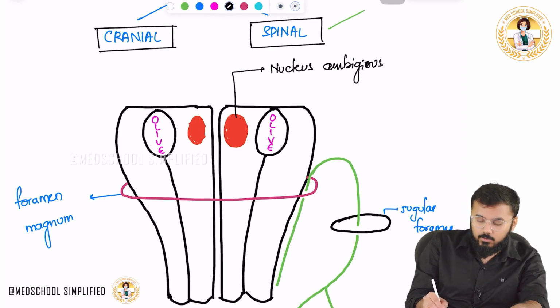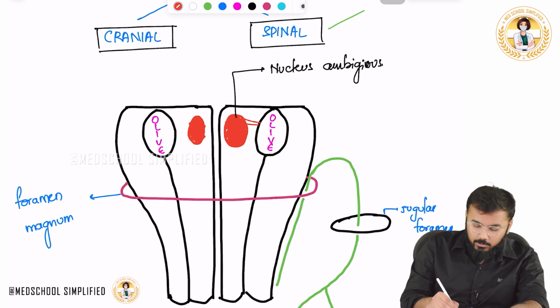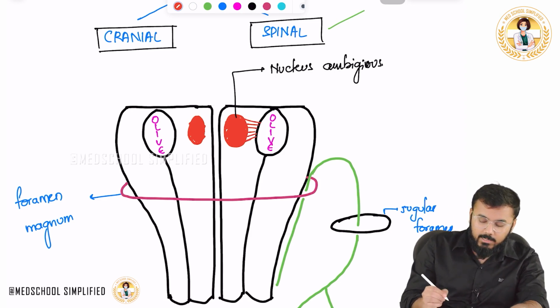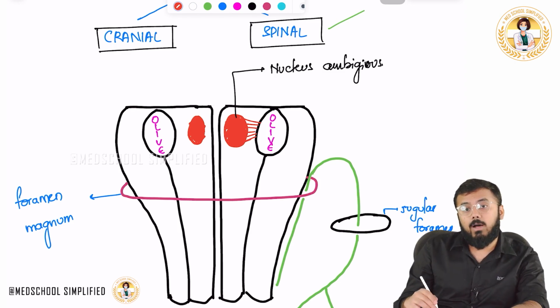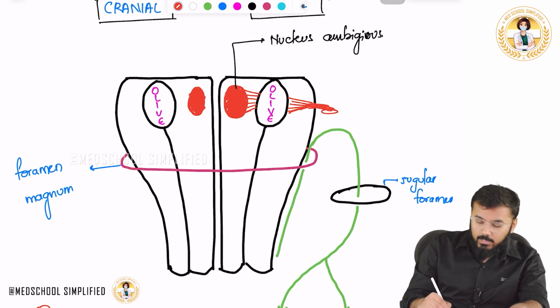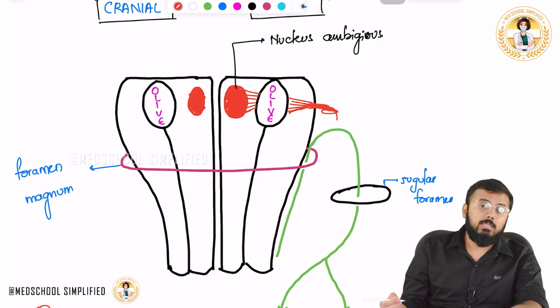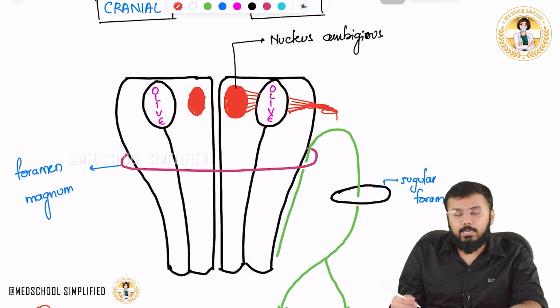Now from this nucleus ambiguus, what is happening? You see the fibers that are coming like this, and these fibers pass posterior to the olives, back of the olives, and they come onto the side of the olives, and together they form a nerve like this, right? Now what is the name of this nerve? This is called the cranial root of the accessory nerve.